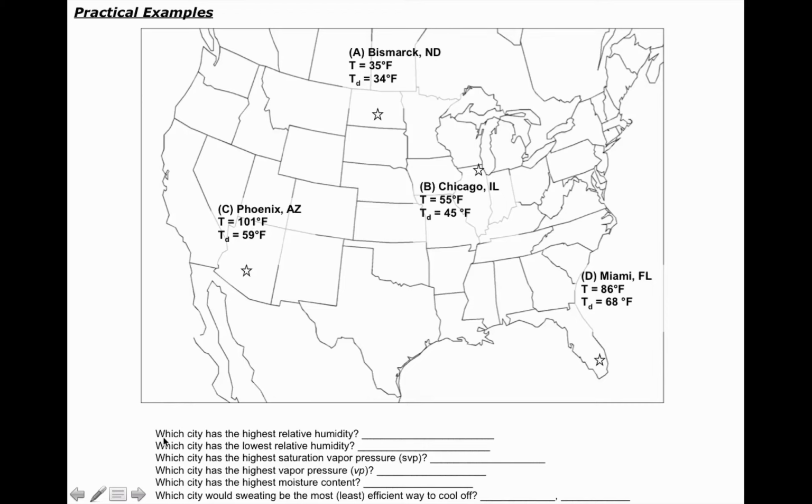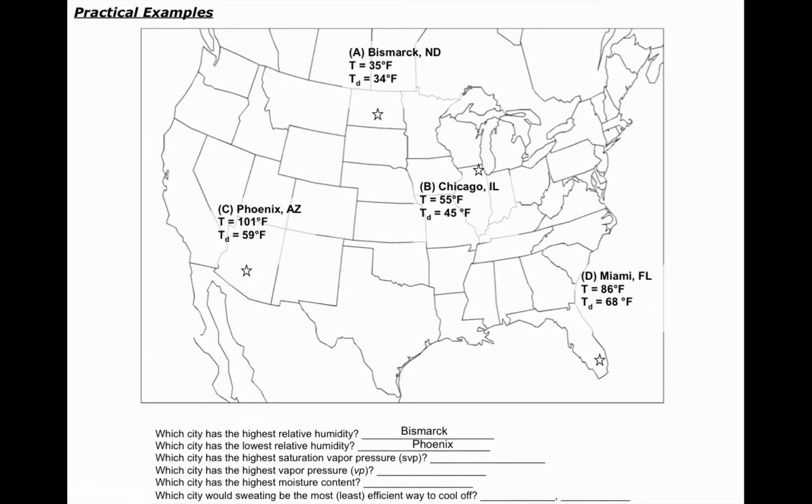Okay, I want to know which city has the highest relative humidity. Well, we're not going to be able to do a quick calculation of vapor pressure and saturation vapor pressure, but what we can do here is we can just look for the city with the closest temperature to the dew point, and that is most certainly Bismarck, 35 and 34. Which city has the lowest relative humidity? Just look for the biggest spread. That is most certainly Phoenix. So I think those first two are pretty easy.